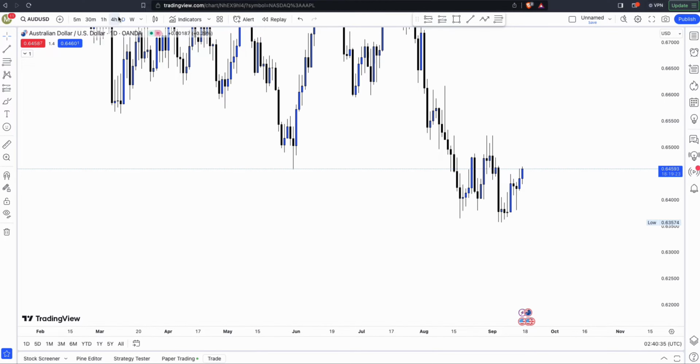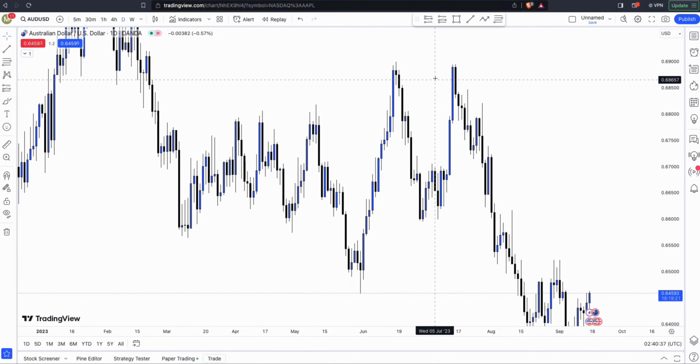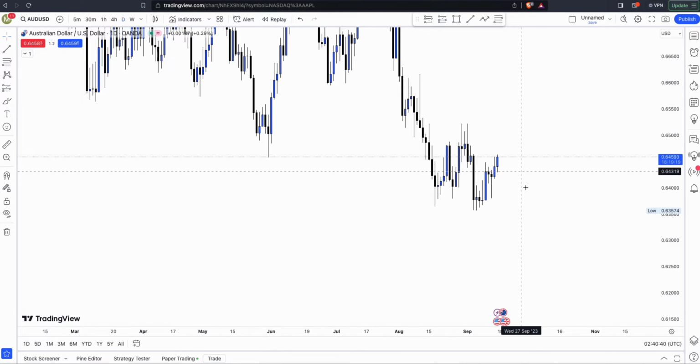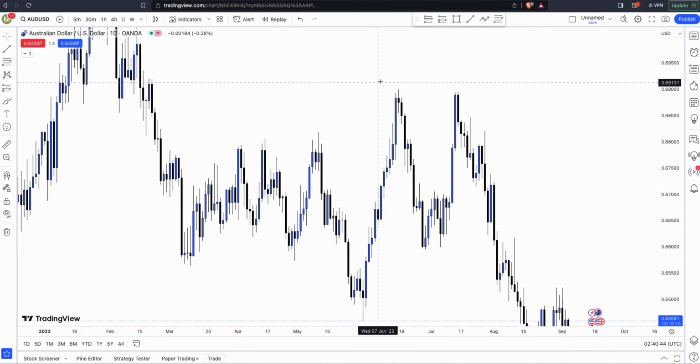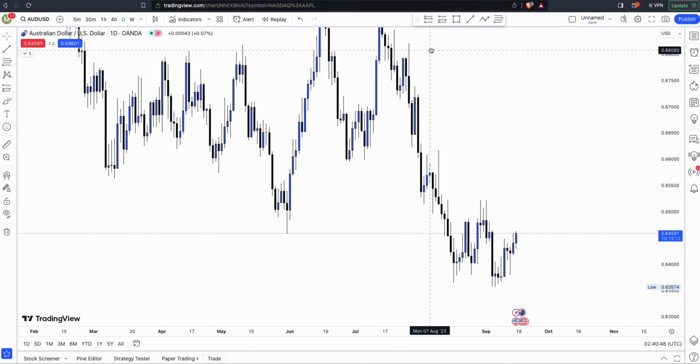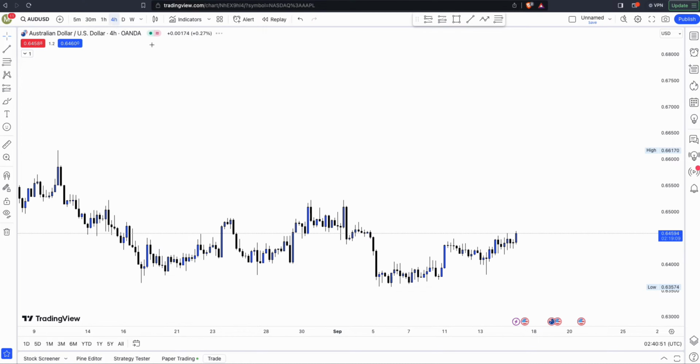So on the daily time frame, we see a lot of bearish pressure, and so we are going to be looking for sell positions here. We're going to trade with the trend because we can see a very nice double top. So we're going to end up trading with the trend. Let's jump down to the 4 hour.